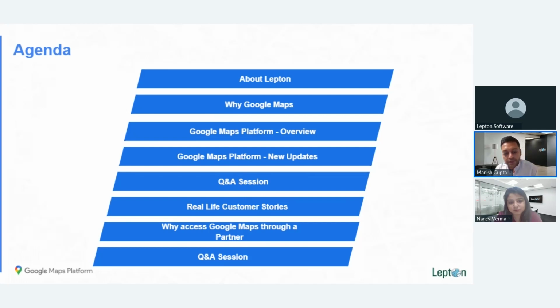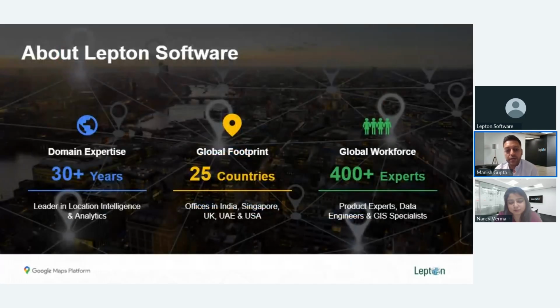Before we jump into more about Google Maps, I would like to give you a little overview about what Lepton Software does. We are the premier partner for Google Maps services. We are into this domain. We are a location intelligence analytics leader, right into this domain for the last 30 years, long before even Google came into India. We've been making maps for almost 25 countries now. We are a total workforce of almost 450 now, which includes development team, GIS team, sales, and others as well.